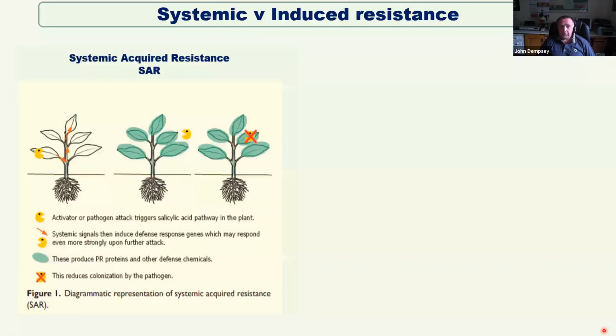So what's the difference between the two? Well, this is systemic acquired resistance, SAR, and I'm pointing with my laser here, where my red dot is pointing. This is a plant being attacked by a pathogen. The first lines of defense are going on, but while that's going on, signals are sent out to the rest of the plant, and this allows for production of these defense compounds throughout the rest of the plant. So in future infections, the plant is primed and ready to respond to attack.